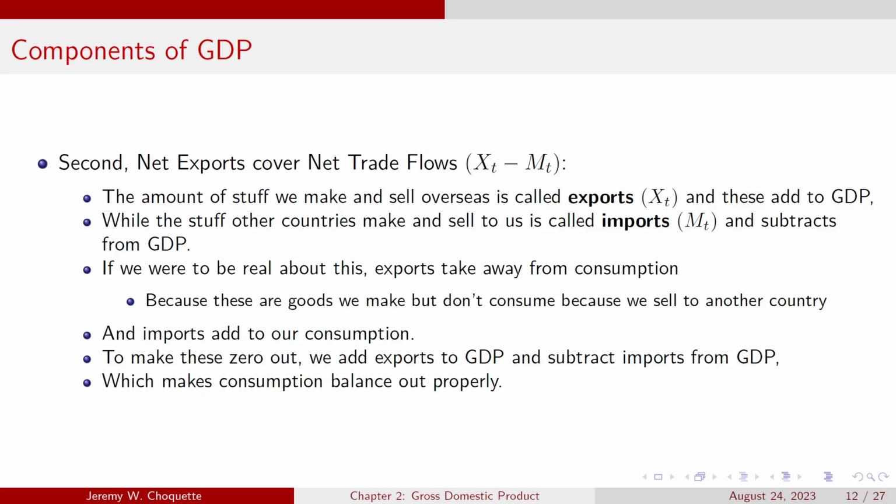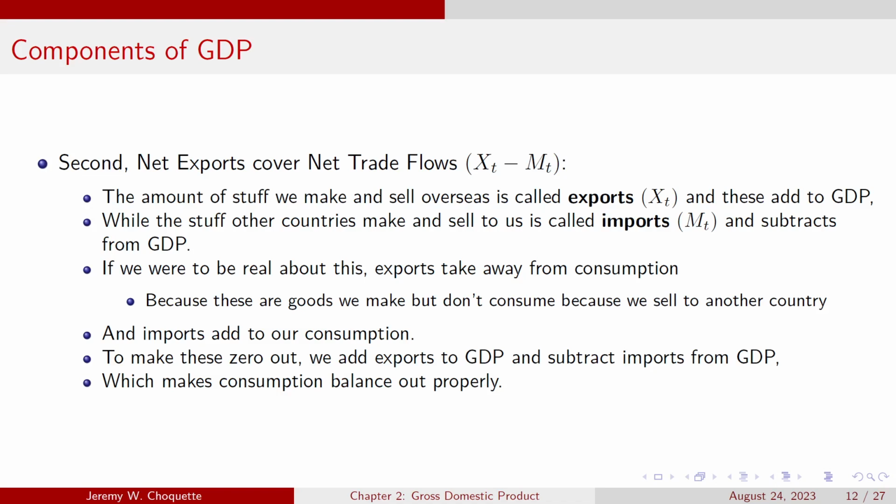So, okay, well, net exports, I guess I sort of already covered this. I got a little ahead of myself here. So the stuff that we make and sell overseas, exports, they add to GDP. Imports take away from GDP. Now, if we were going to be real about this for a second, exports take away from consumption because we're not consuming that stuff here. We'd like to consume it here, but we're not. Another country's consuming it. Now, imports add to our consumption.